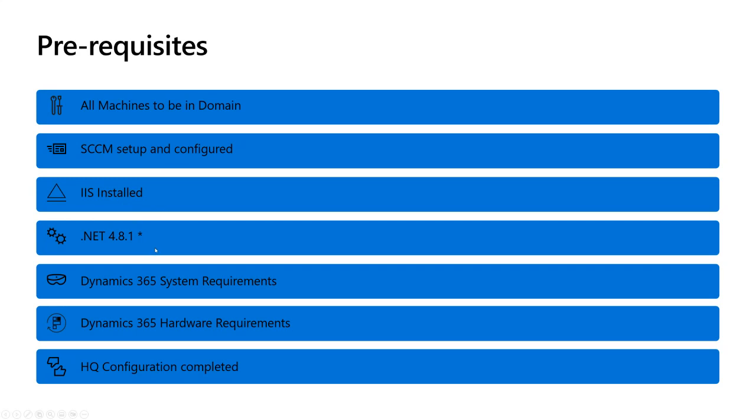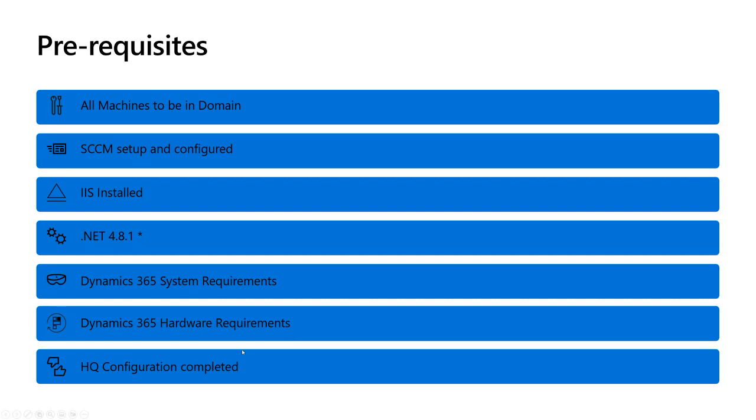Our assumption is you already have .NET version 4.81, and the reason we put an asterisk is that depending upon which SCCM version you're using, you're going to decide which .NET version it needs. The other one is Dynamics 365 system requirements. Again, depending upon which software you're installing, that decides which system requirements need to be met. And same for the hardware requirements. We're going to be showcasing your hardware installation. But again, whatever hardware you're installing, let's say if you're doing a printer, you want to make sure your MPOS driver is already there before you go ahead and do it.